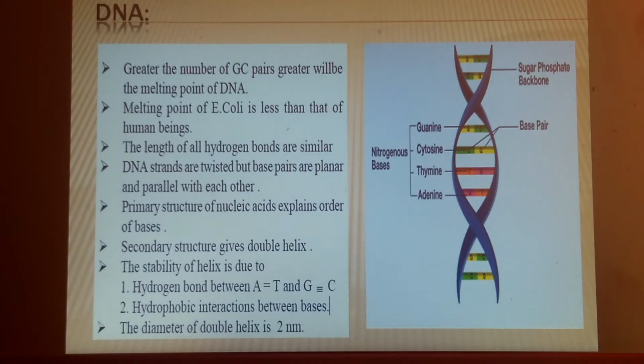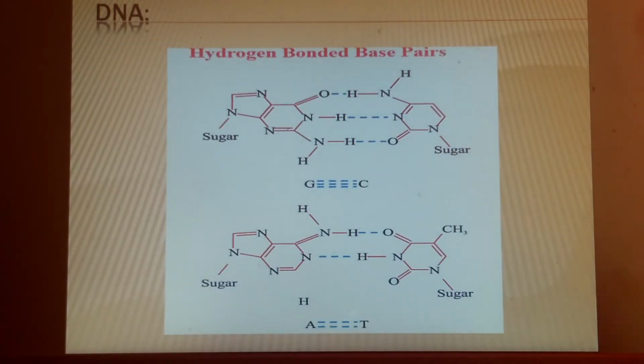GC pairs are nothing but guanine and cytosine, because between guanine and cytosine there are 3 hydrogen bonds. When it is compared with adenine and thymine, it is more. So because there are more hydrogen bonds, the melting point of DNA will be more. So next one. That is how the hydrogen bonds will be present between the different bases.